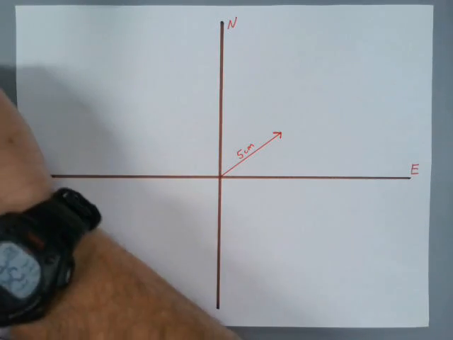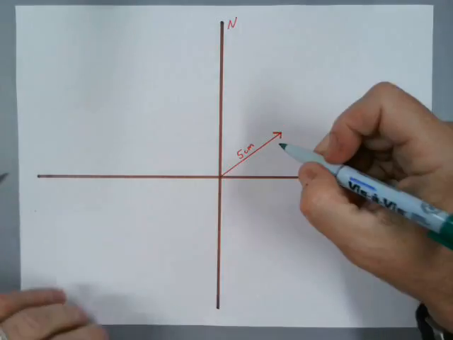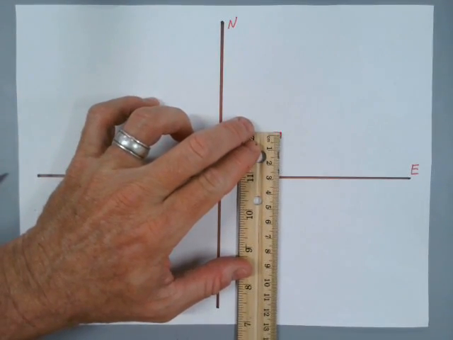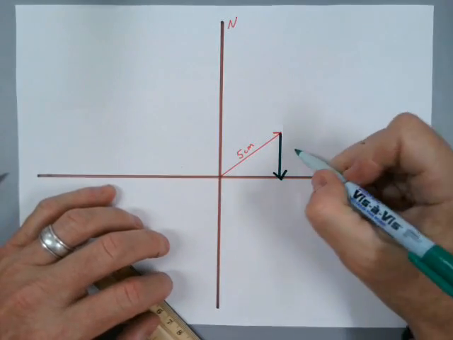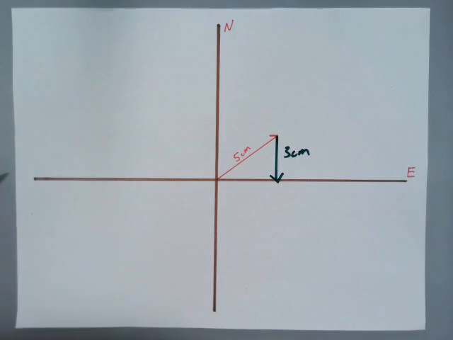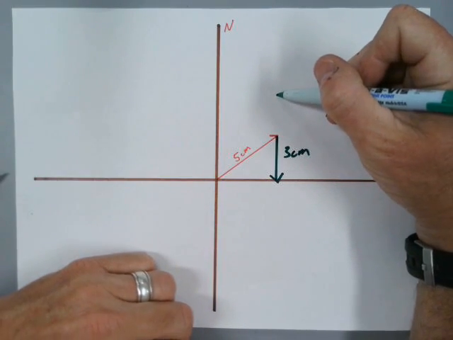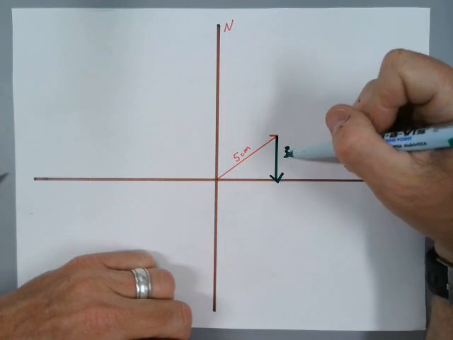Now, vectors can also be combined. Imagine now I go and I walk a second vector. I've gone 3 centimeters that way. I still drew it with an arrow. I said instead of going 3 centimeters this way, I went 3 centimeters this direction.